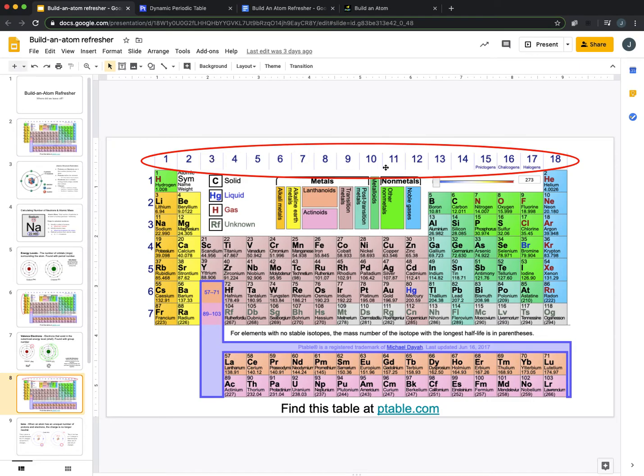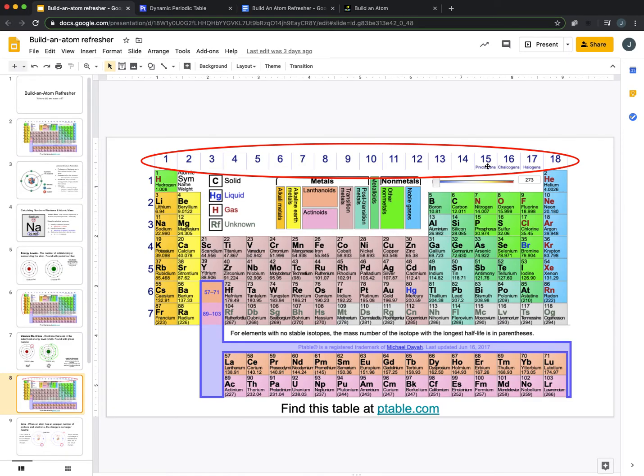Columns 3 through 12, or groups 3 through 12, we're not really going to spend a lot of time worrying about for fundamentals of chemistry, especially now that we're trying to get down to the most crucial points. So don't worry about 3 through 12. What I want you to remember is that we're skipping these, and that as soon as we get to group 13, we start to see 3 valence electrons. So boron, aluminum, gallium, these all have 3 valence electrons.